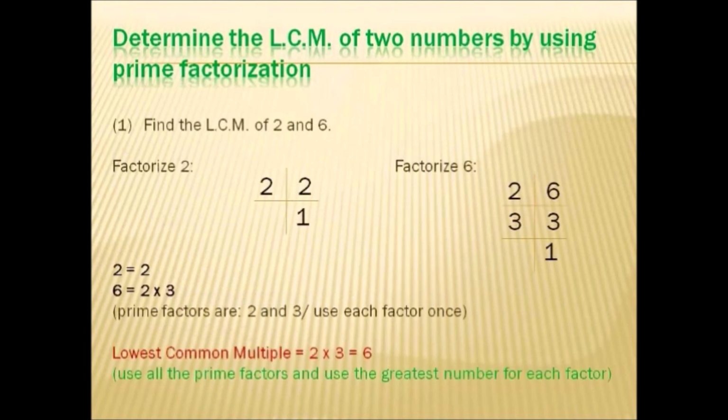Find the LCM of 2 and 6. We already factorized 2. 6 is 2 times 3. Prime factors are 2 and 3. Use each factor once. So the lowest common multiple is 2 times 3 is equal to 6. Use all the prime factors and use the greatest number for each factor. So 2 is a prime factor, and there's a 2 with the 6, and then there's a 3 with the 6. So you have to use all of the factors, but only use it once.